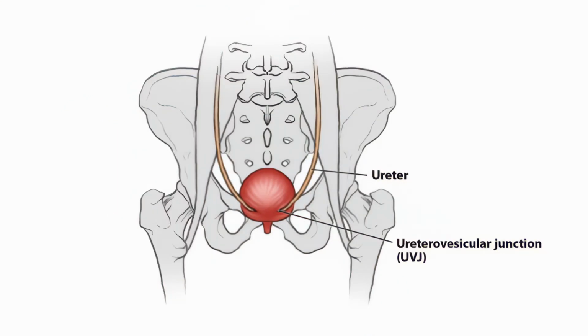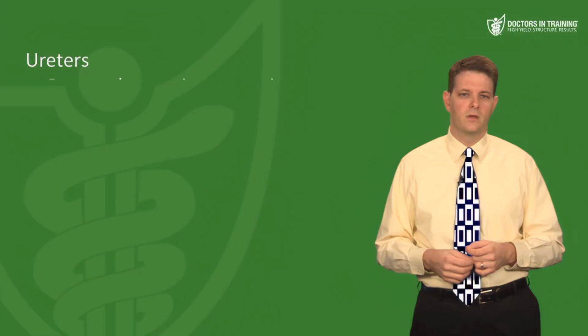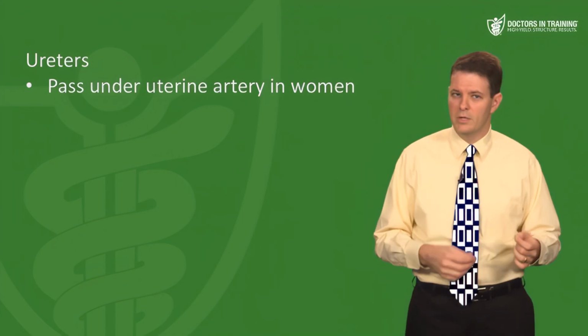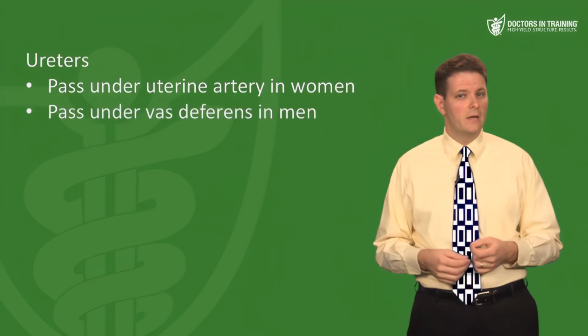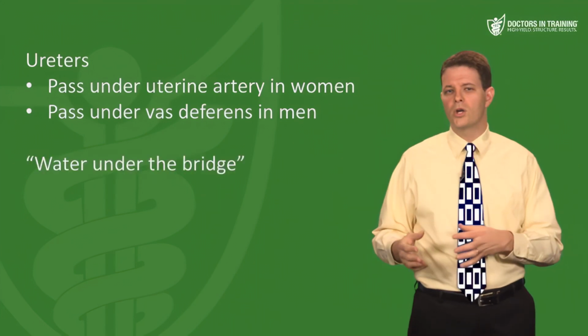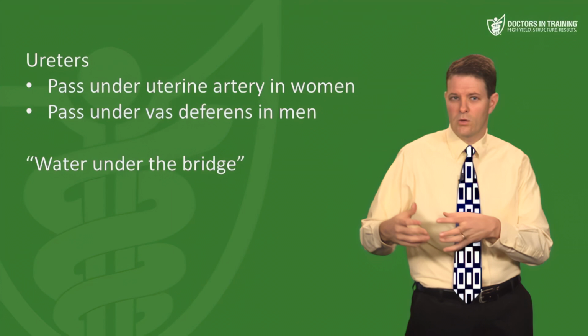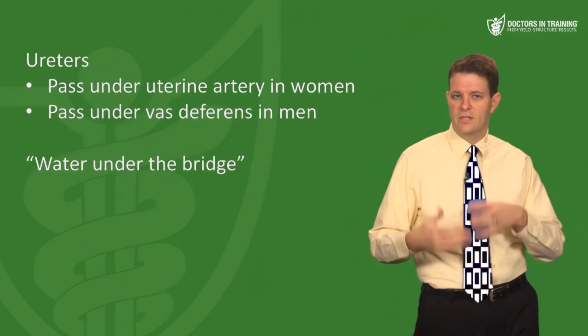The ureters run retroperitoneally down toward the bladder, and then they join the bladder at the ureterovesicular junction, or the UVJ. And the UVJ is a common site for renal stones to get stuck. You also need to know that the ureters pass under the uterine artery in women, or under the vas deferens in men. I'm sure you remember the phrase, water under the bridge. So the urine is the water, so the ureters which carry that water run under the vas deferens and the uterine artery.